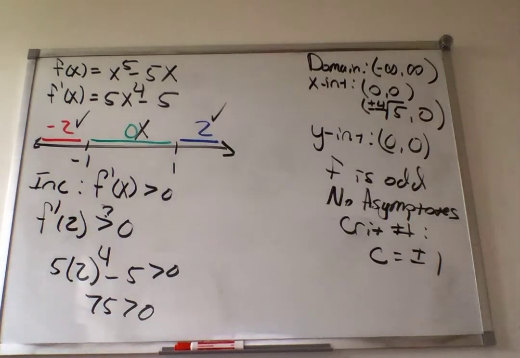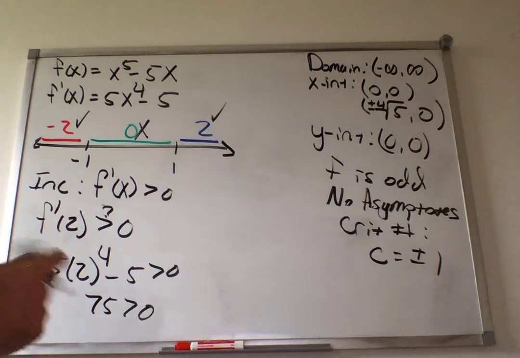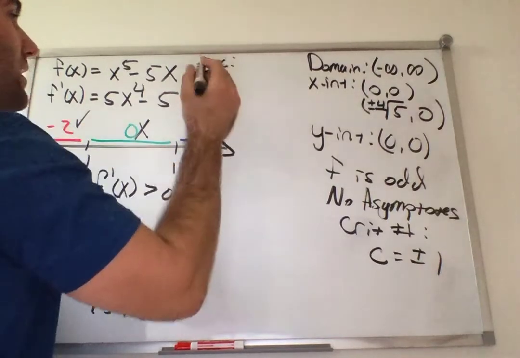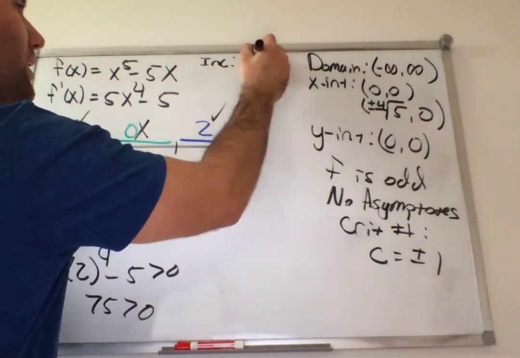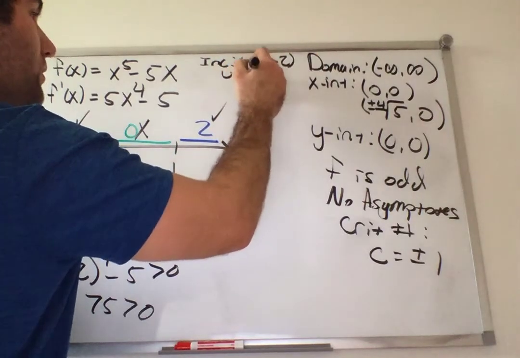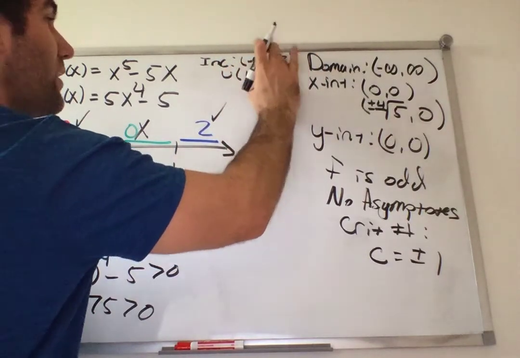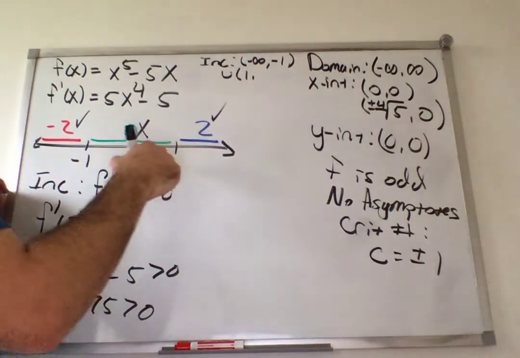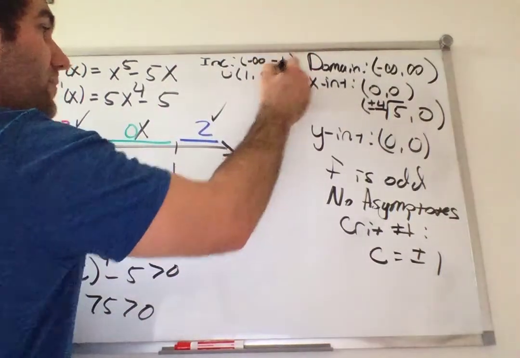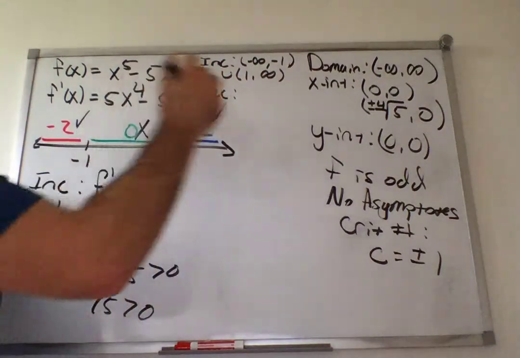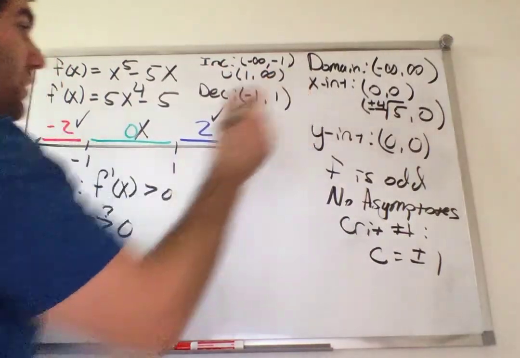So let's go ahead and record this. I'm starting to run out of room. Increasing interval is from negative infinity to negative 2, union 1, or sorry, not to negative 2. I picked the test value to negative 1. And then from 1 to positive infinity, the decreasing intervals is between here, from negative 1 to 1.